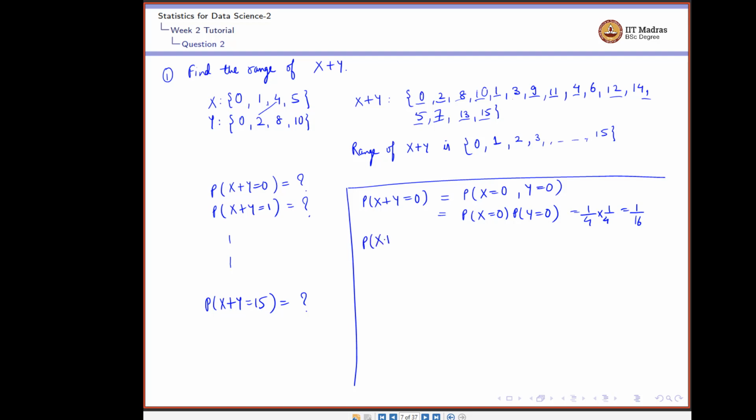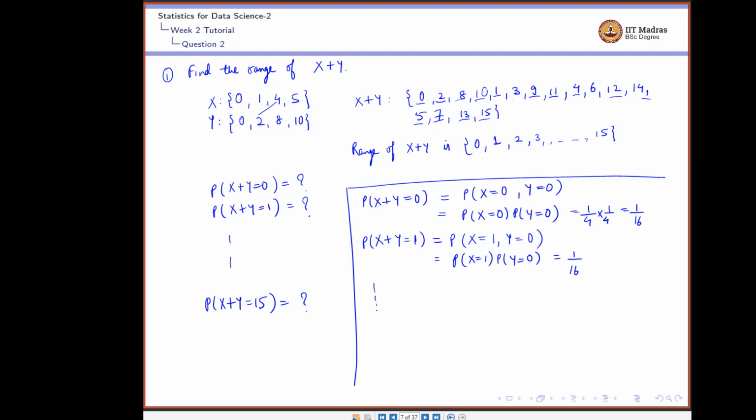Similarly, we will find the probability that x plus y equals 1. We have x plus y equals 1 in the case when x equals 1 and y equals 0. Since these are independent, we can write probability x equals 1 times probability y equals 0. Again, this is 1 upon 16.